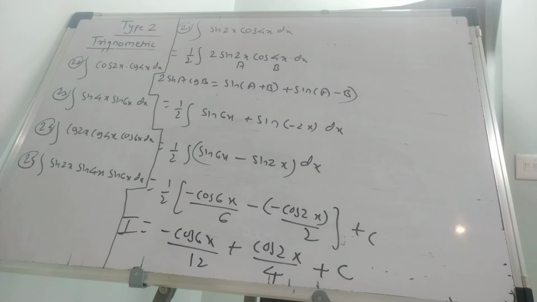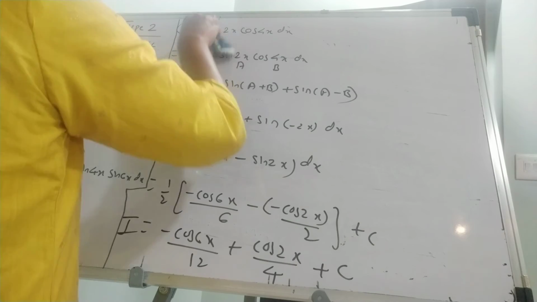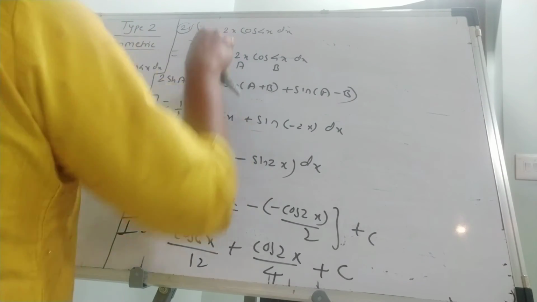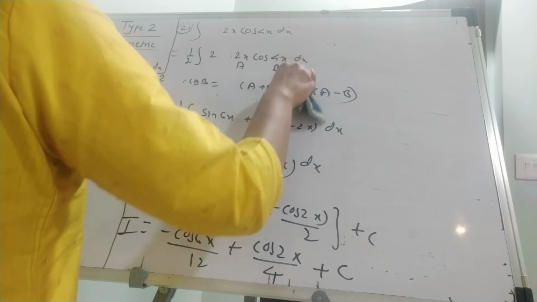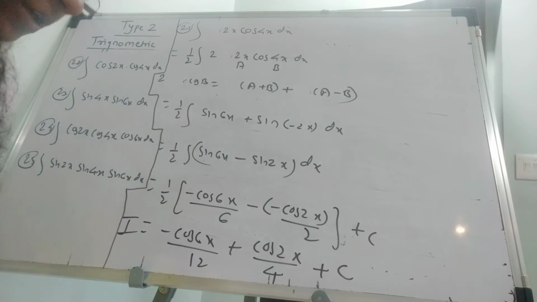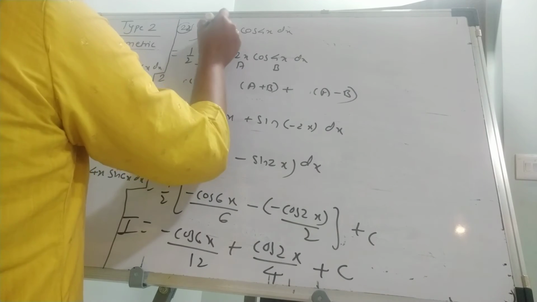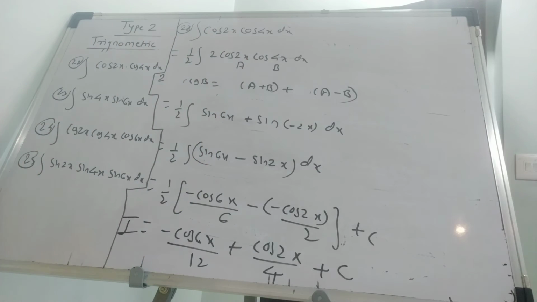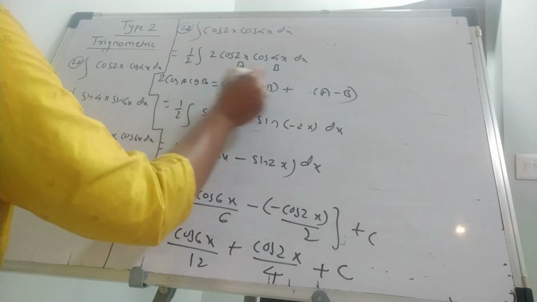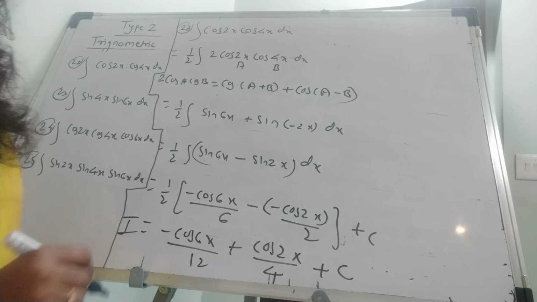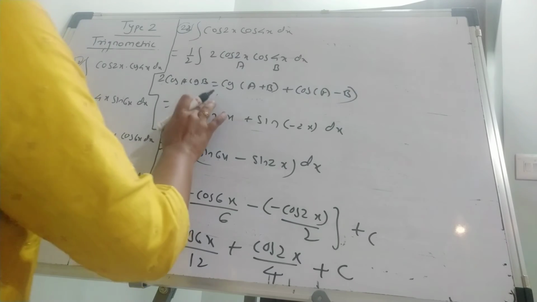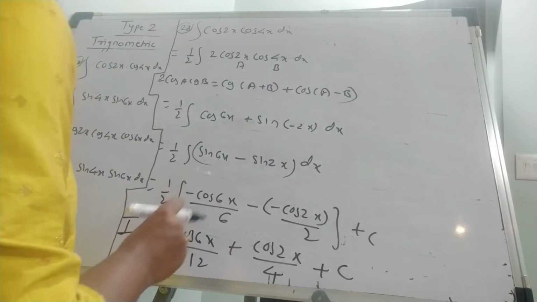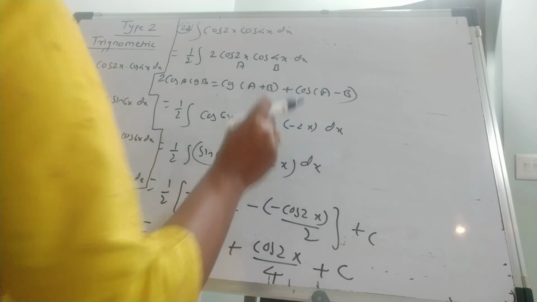Now we'll continue with the next question. Question 22 is cos of 2x into cos of 4x. So again in this case we multiply and divide by 2. So form is 2 cos a cos b. 2 cos a cos b is cos of a plus b plus cos of a minus b. So here it is 2x plus 4x, it is 6x, plus cos of 2x minus 4x is minus 4x.